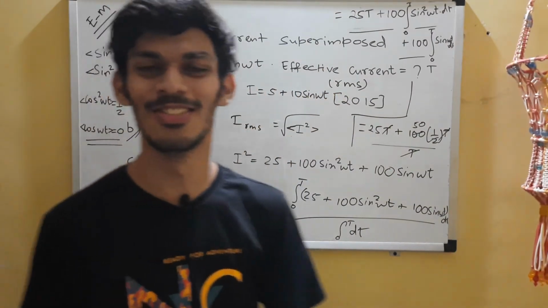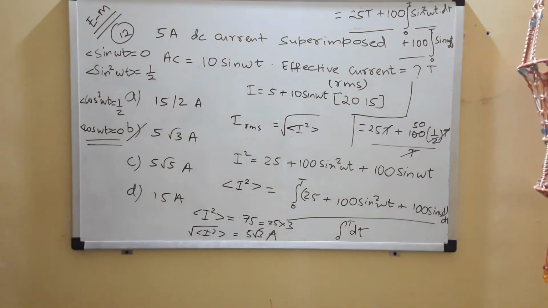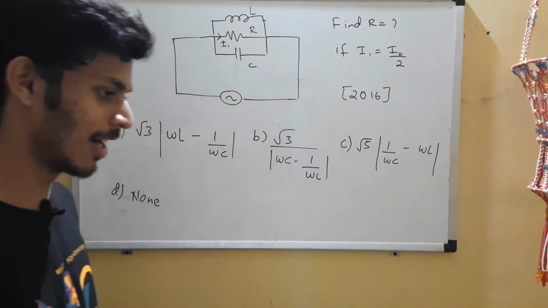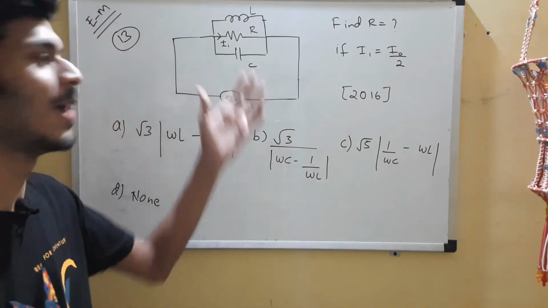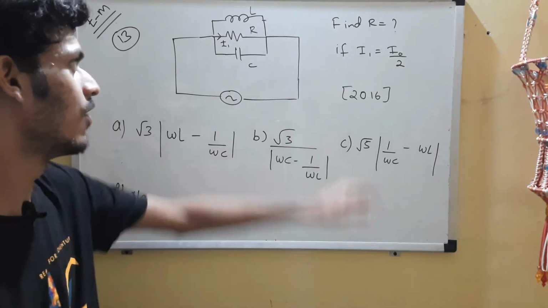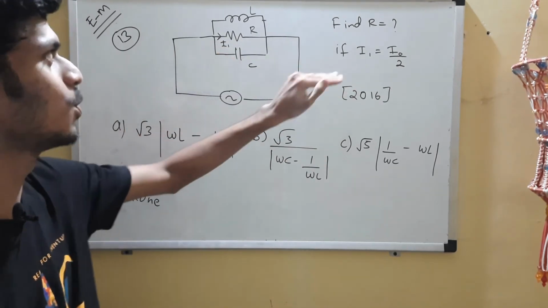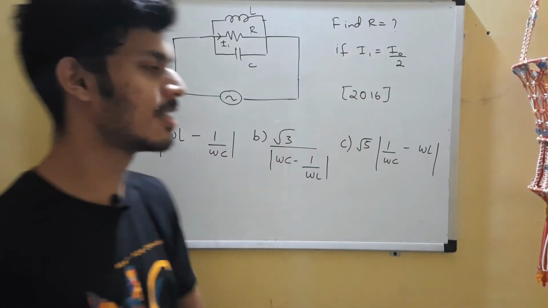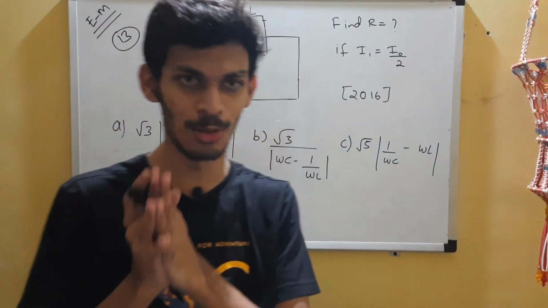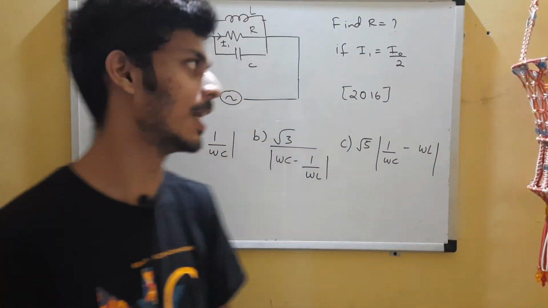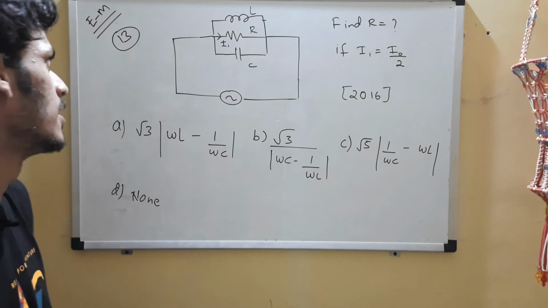Over to the next question. Question 13 over here, again you have an LCR circuit. Just for a change, it is a parallel combination now. You are supposed to find the value of resistance if I1, the current passing through the resistance, is half of the maximum current through the entire circuit, half of the peak value of the current. So find R in such a case.